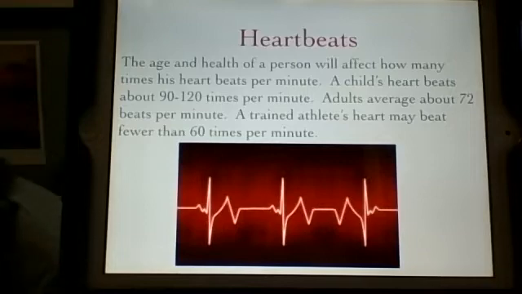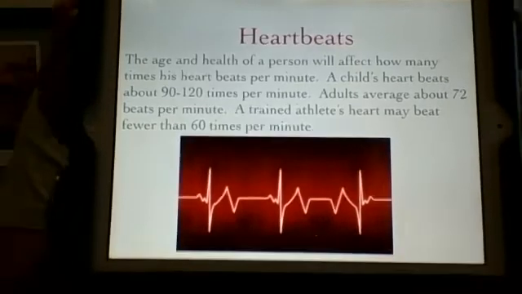Now, I'm gonna remove this for a second. If I have a really elite athlete, like someone who's an ultra marathon runner, sometimes their resting heart rate can be somewhere around 39 beats per minute. As you train your heart, it doesn't have to work as hard to get oxygen throughout your body. All right, let's keep going.